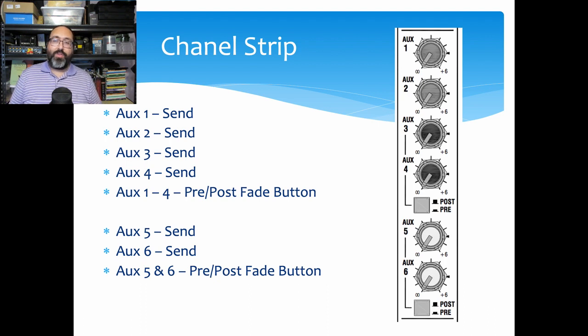Now, aux 5 and 6 also have that option. If you notice, aux 3 and 4 are tied between pre and post fade, and aux 5 and 6 are also tied between pre and post fade. So if you need 2 pre and 2 post, then you want to make sure you use 3 and 4 as the pre or the post, and the other two vice versa.